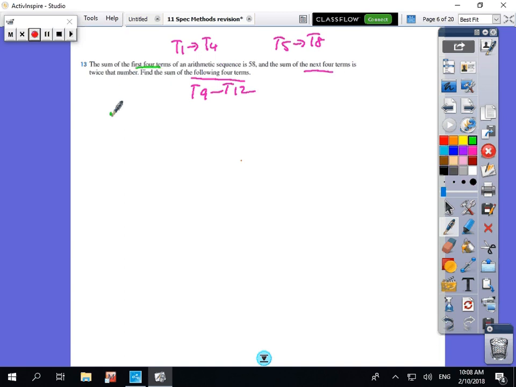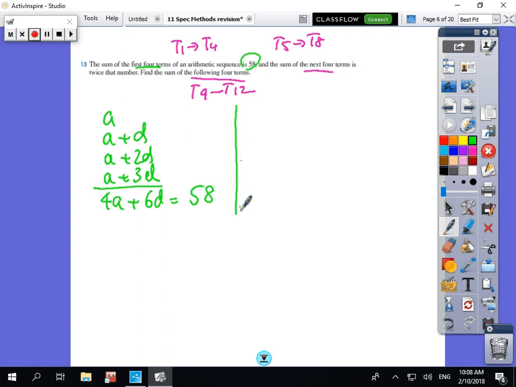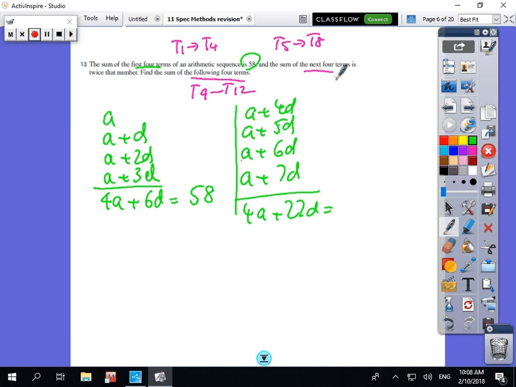Okay, the first four terms are A, A plus D, A plus 2D, A plus 3D. So when you add those numbers, you get 4A plus 6D. And those numbers add to 58. The next four are A plus 4D, A plus 5D, A plus 6D, A plus 7D. And when you add those up, you get 4A plus 22D. And they add up to twice that number, so twice that number would be 116.